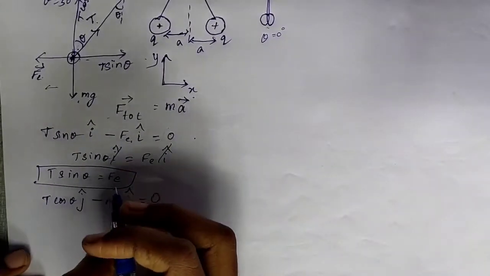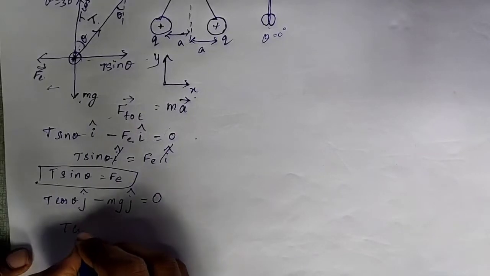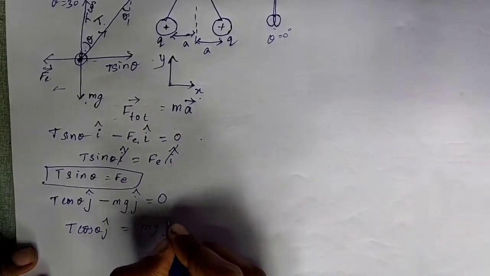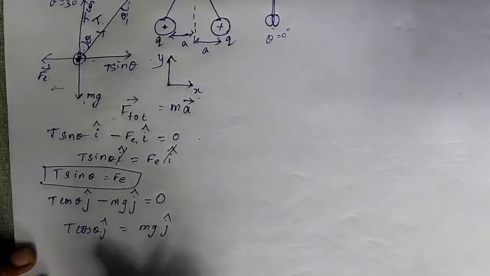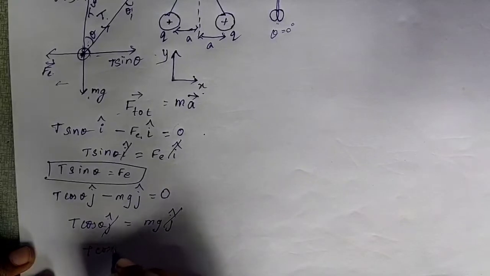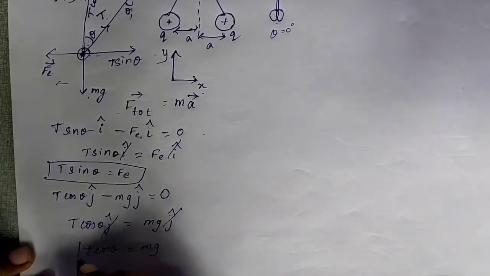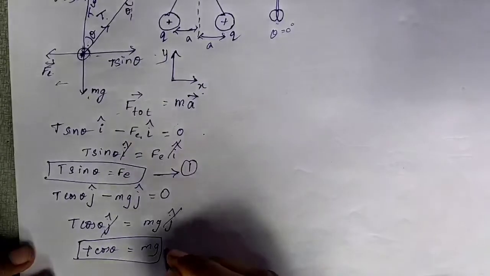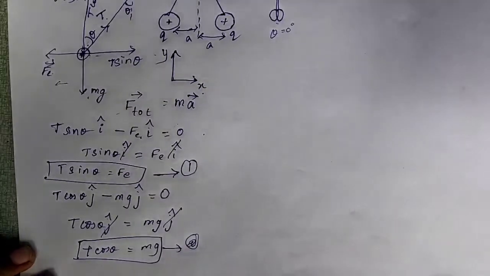The same procedure I have to follow. T cos theta j cap is equal to mg j cap. This term comes to this side, j getting cancelled, so T cos theta is equal to mg. So this is another equation. Consider this is our first equation and this is our second equation.